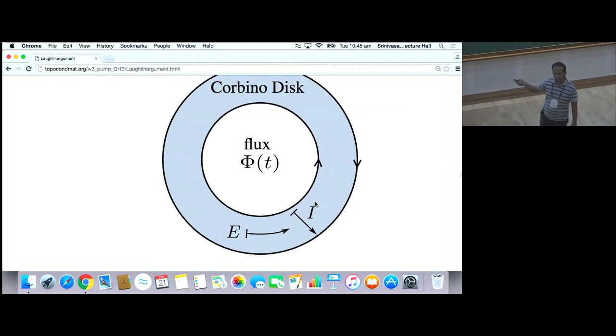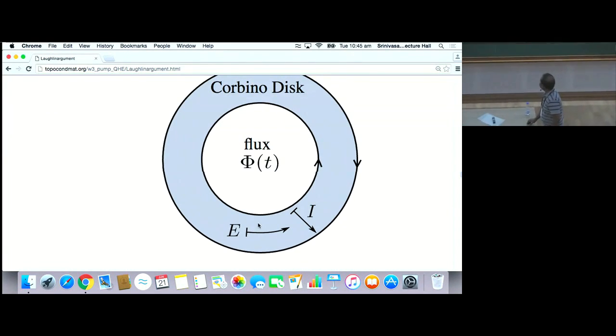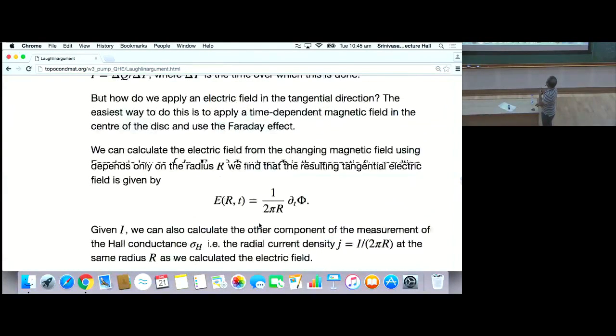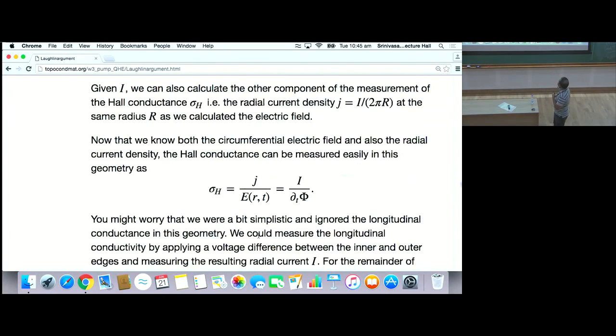You have to generate an electric field as a function of time that goes around, that points circumferentially along the disk. And if the system has a Hall conductance, then that should be equivalent to a current that should drive a current perpendicular to the disk. So you should get an electric field that should give you a current, and the Hall conductance should just be the current divided by the rate of change of flux.